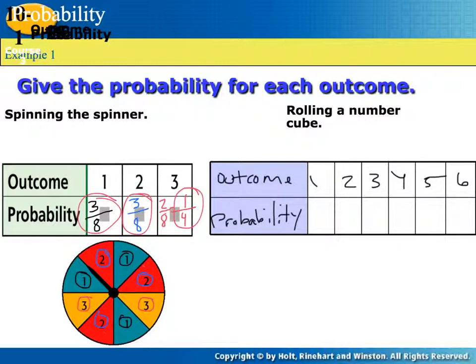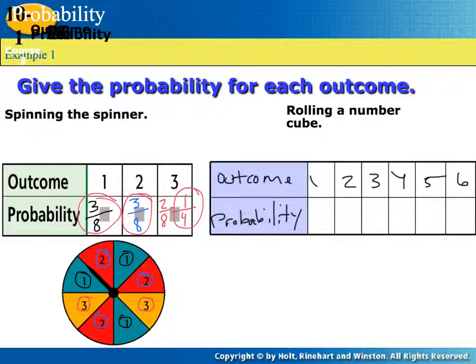Done. All right. Rolling a number cube. I want to see if you can come up with this. What is the probability of rolling a 1? The probability of rolling a 2? Probability of rolling 3, 4, 5, and 6. Think about those in terms of how many total outcomes are there. So pause now, write this down.